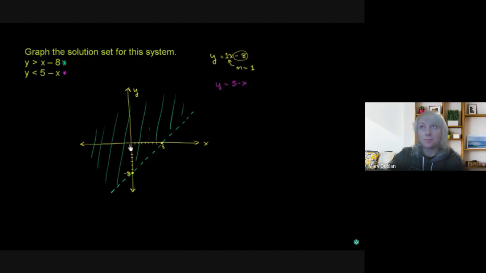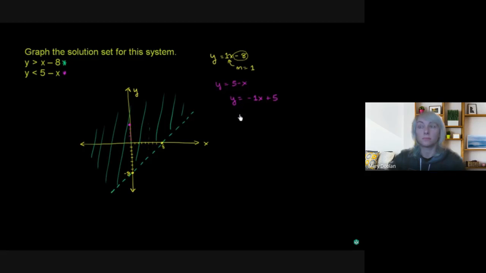So once again, if x is equal to 0, y is 5. So 1, 2, 3, 4, 5. And then it has a slope of negative 1. We could write this as y is equal to negative 1x plus 5. That's a little bit more traditional. So once again, y-intercept at 5. It has a slope of negative 1.